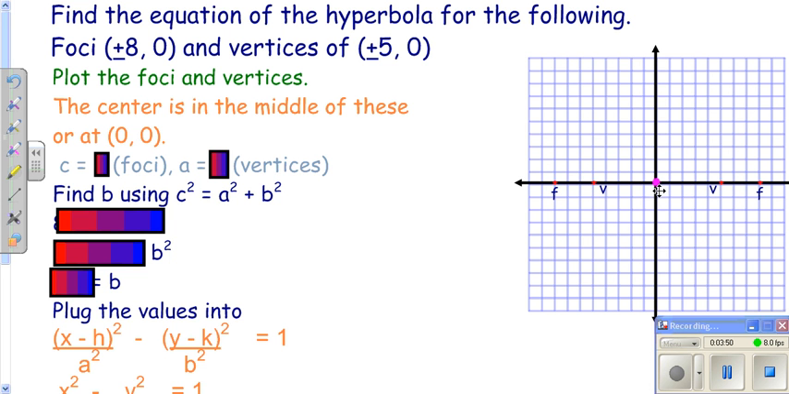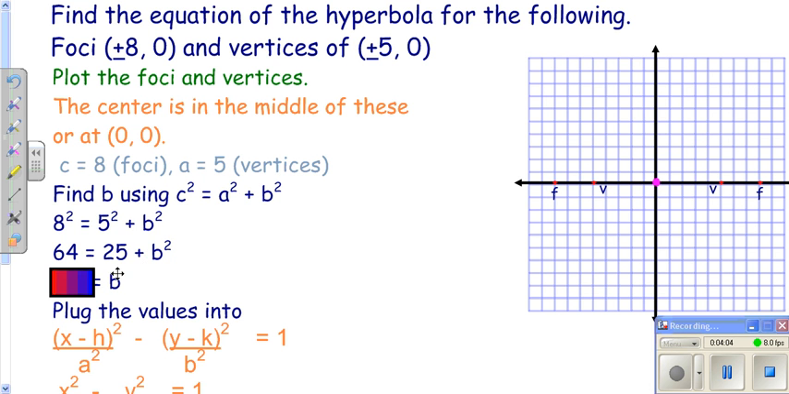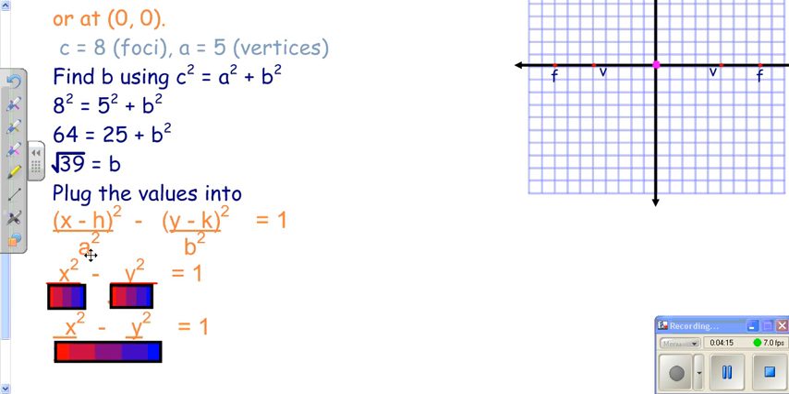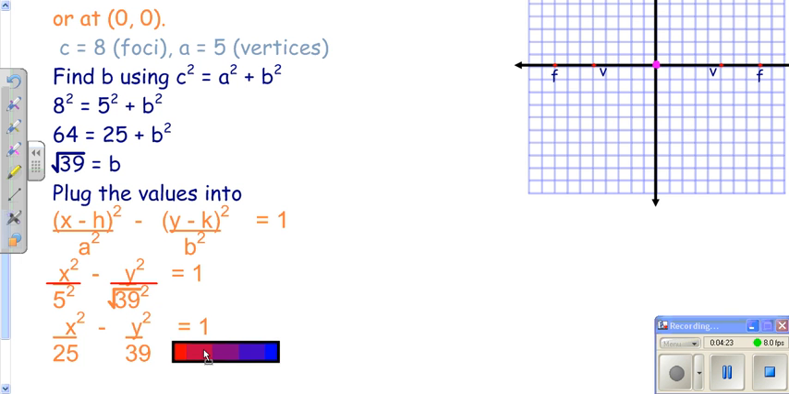Your vertices are 5 units to the right, so you know a is 5. Your foci are 8 units away, so you know c is 8. So you can use your Pythagorean theorem to work backwards to find b, and you get b to be √39. So then we want to plug that in. Plug in our a, which we said was 5, so you get 5 squared. Plug in your b, which was √39, all squared equals 1. So you get 25 there, and you get 39 there in the bottom of that one. So that would be your equation.